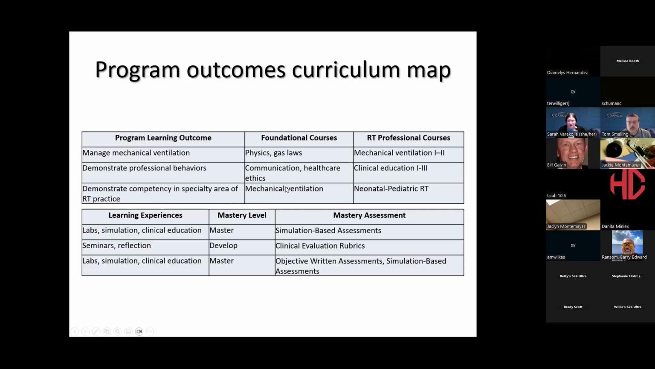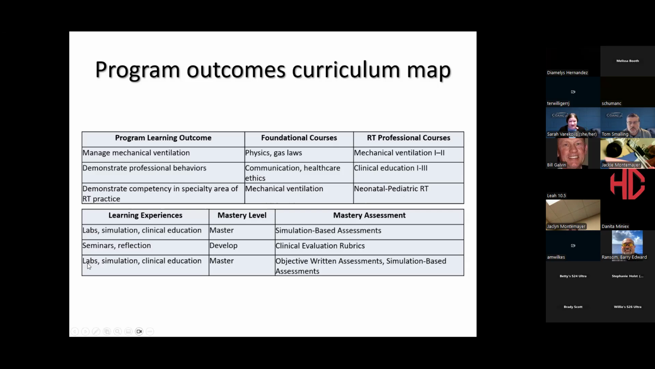And so a foundational course that a student would come in with would be mechanical ventilation, right? They would need to have mechanical ventilation potentially before they would move on to a neonatal pediatric respiratory therapy course that would likely also include mechanical ventilation, but would include a whole bunch of other stuff as well, right? And so they need this foundational knowledge to be prepared for the professional coursework in neonatal pediatric respiratory therapy.